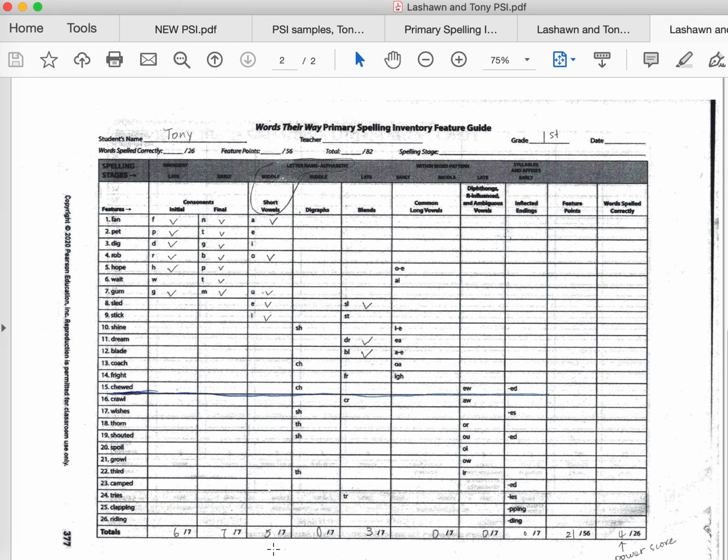You likely also noticed that Tony demonstrated some understanding of blends. So when you plan word sorts with a primary focus on short vowels, you may want to include some short vowel words containing blends. Okay? When differences between power score level estimate and feature guide levels are evident, always defer to what the feature guide indicates. In Tony's case, our conclusion should be that he is a middle letter name alphabetic speller.